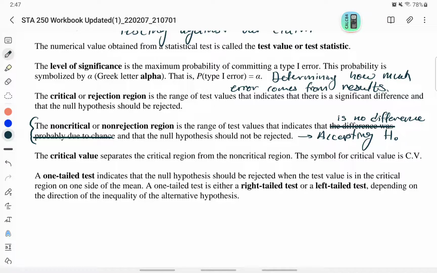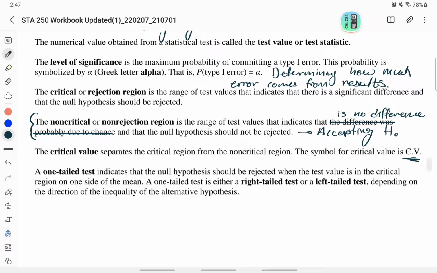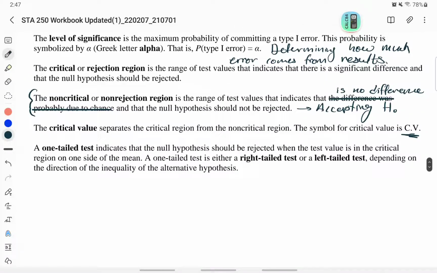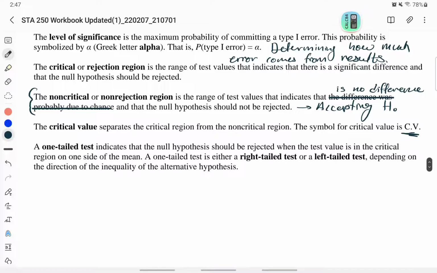The critical value separates the critical region from the non-critical region. The symbol for the critical value is capital C period, capital V period, which is right here. Let's keep it right there.